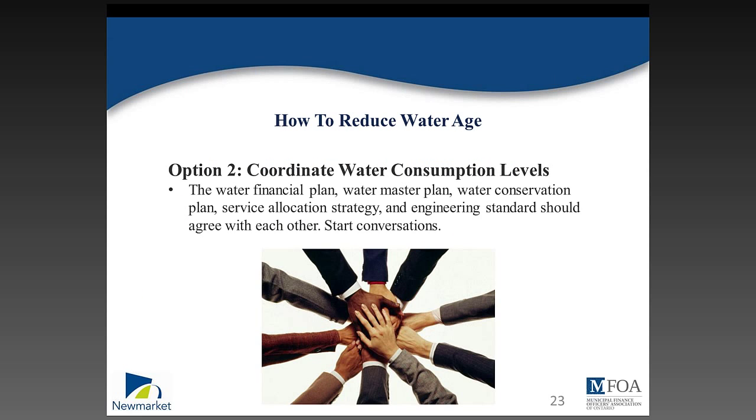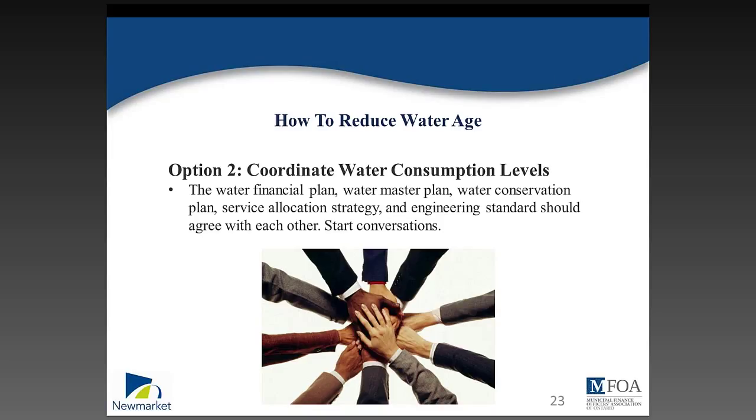So the second option. From my research, I have found that many different departments and business units within a municipality that need to know and project water consumption per capita have different numbers. The water financial plan, the water master plan, the water conservation plan, the service allocation strategy, and the engineering standard should all have the same water consumption projections. It makes sense that they all agree with each other because they're all servicing the same people.